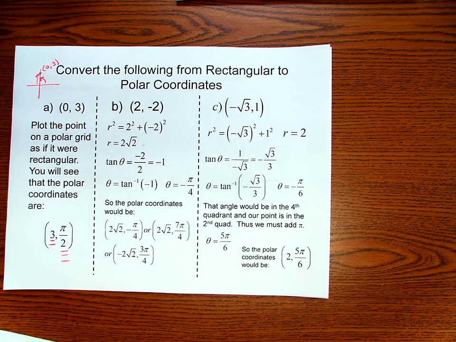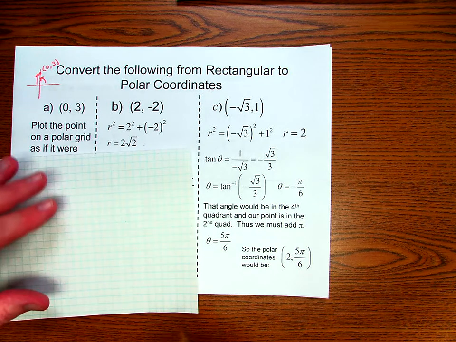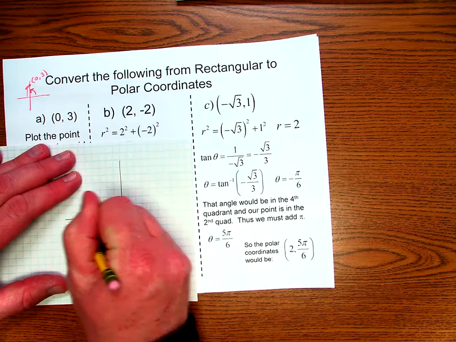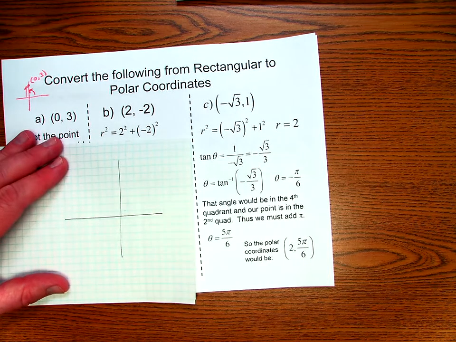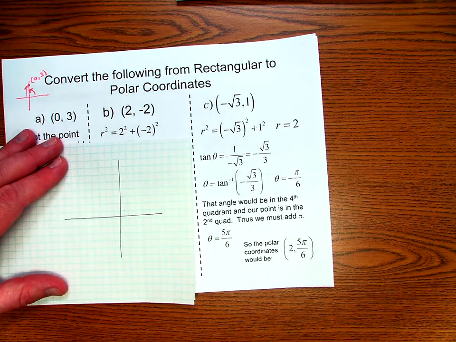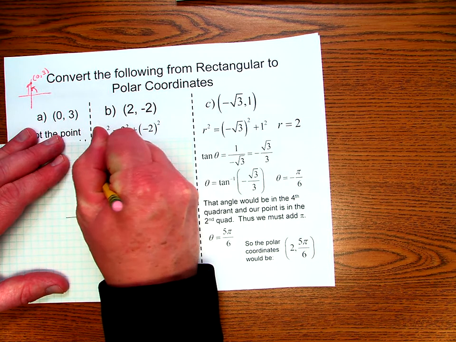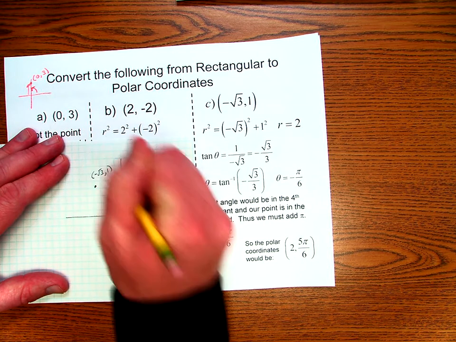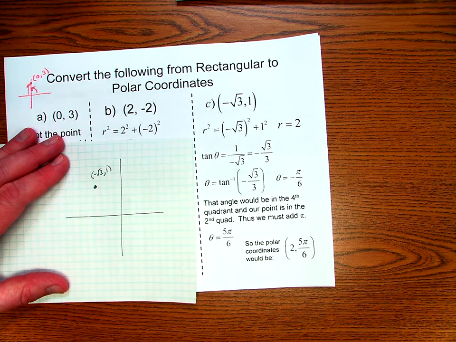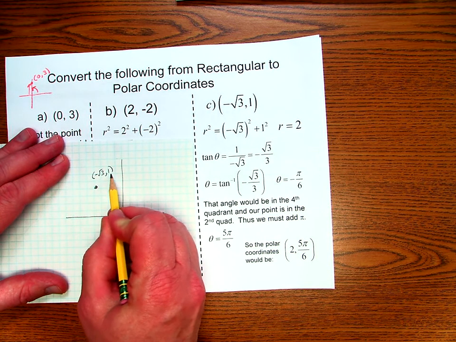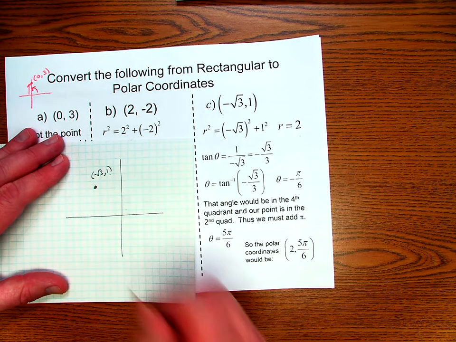Fold this over here. Okay, so for this one, (-3, 1), I'm not even going to try to scale a negative 3. Where would that be? So roughly, we know that's in the second quadrant here. So to get the r, x squared plus y squared equals r squared. The radius turns out to be 2.